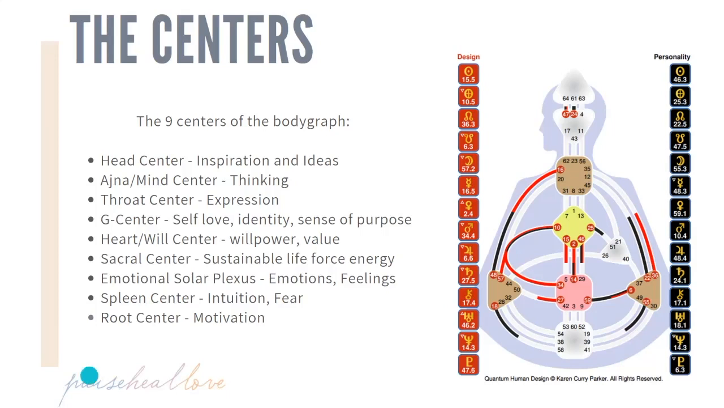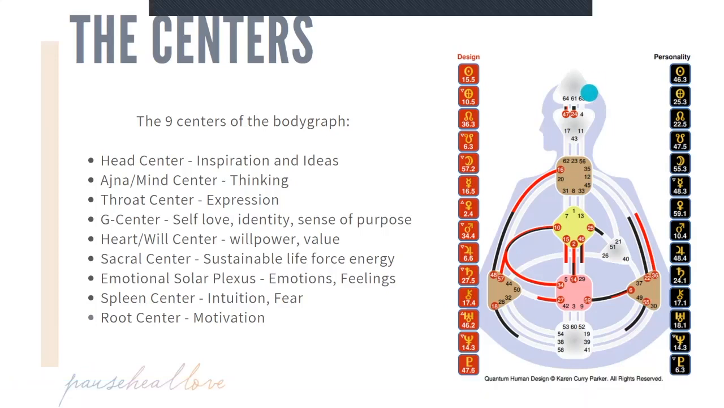So starting at the top is the head center, and that is the center of inspiration and ideas. Moving down, right below the head, is the ajna or mind center. And that is where our certainty comes from, and it is also where we do a lot of thinking. As we move down below the mind, the ajna center is the throat center. And this is our center of communication, expression, and action.